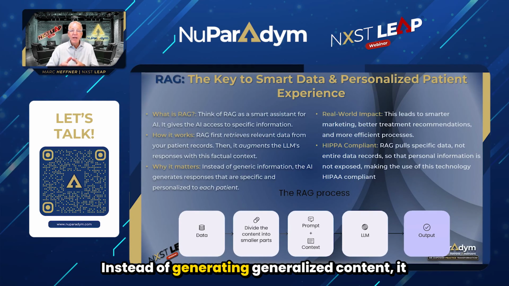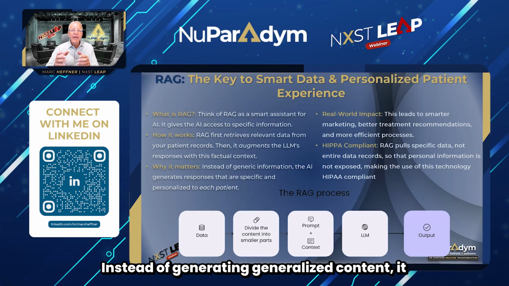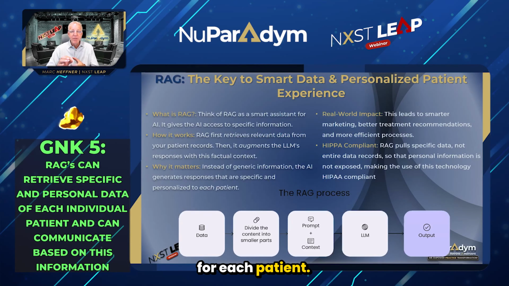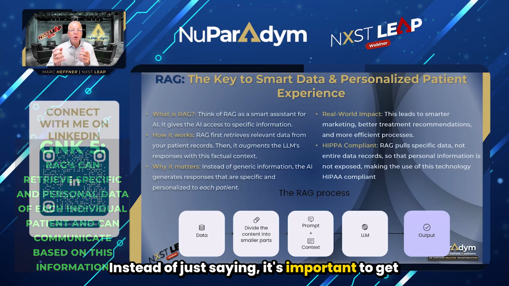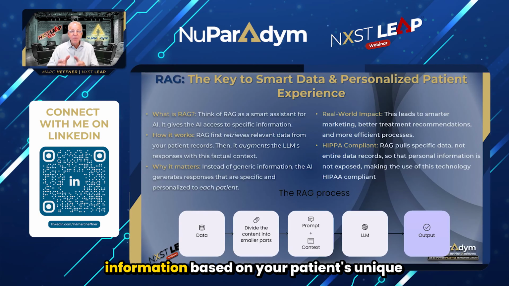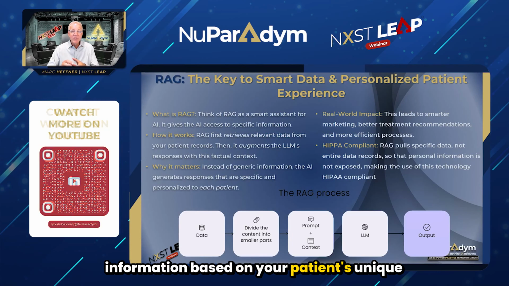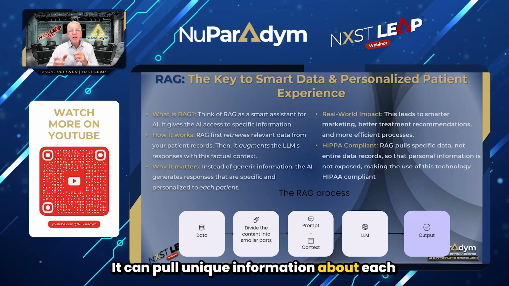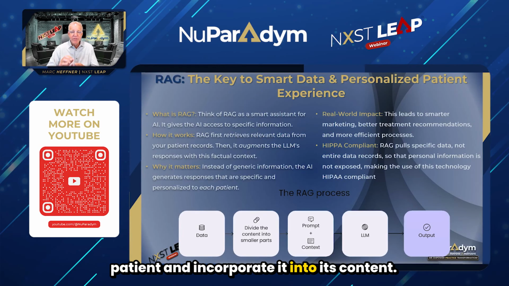Instead of generating generalized content, it generates specific, personalized information for each patient. Instead of just saying it's important to get regular checkups, the AI can generate specific information based on your patient's unique history of gum disease. It can pull unique information about each patient and incorporate it into its content.